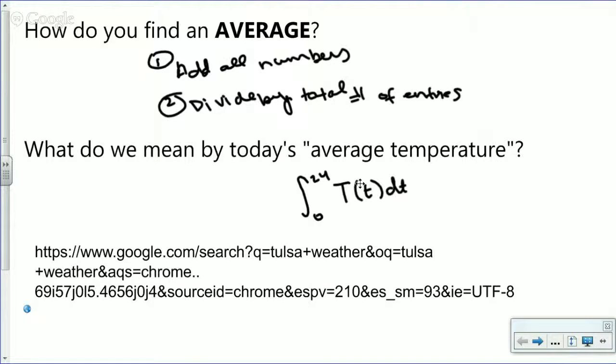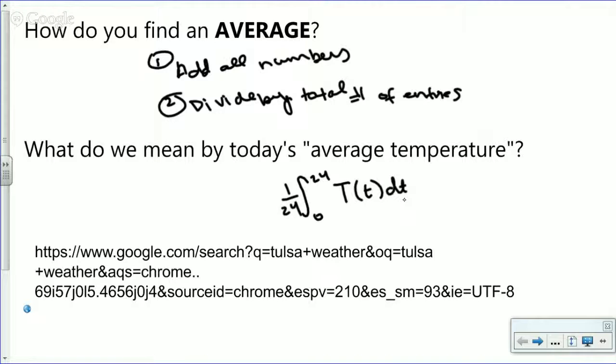Now step 2 says I need to divide by the total number of entries. Well, in this case, my independent variable is time in hours. So how many hours have elapsed? 24, right? So I'm going to take this integral and divide by 24, which would be the same as multiplying by 1 over 24 on the outside of the integral, right?